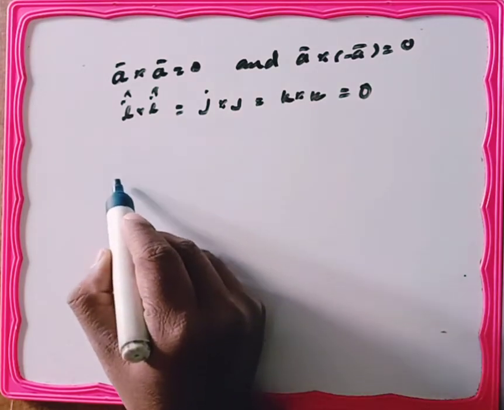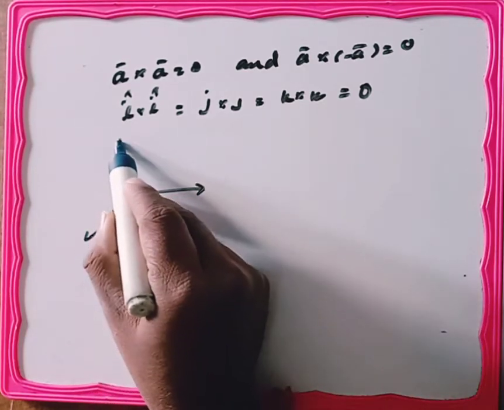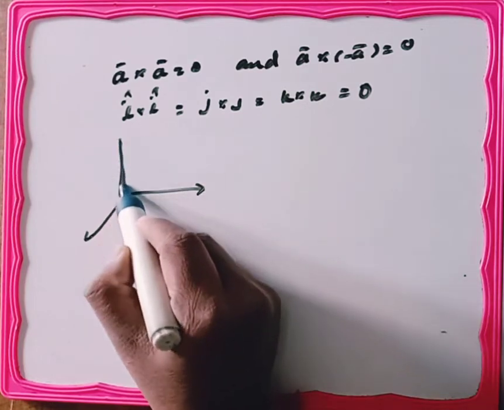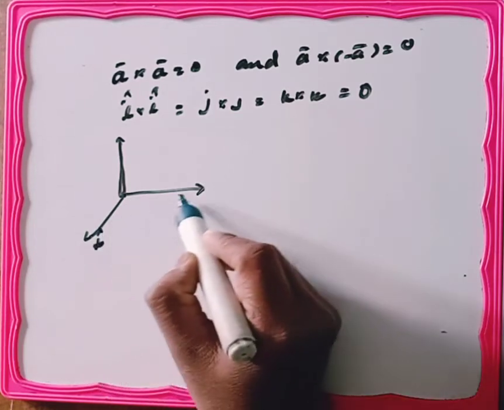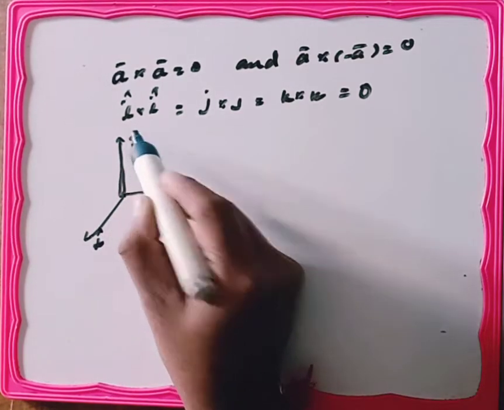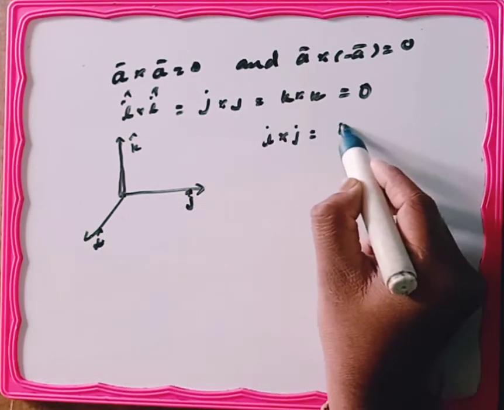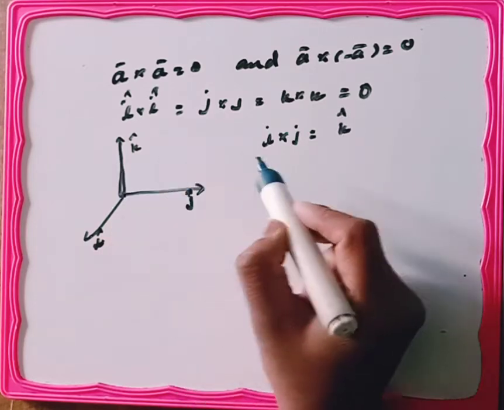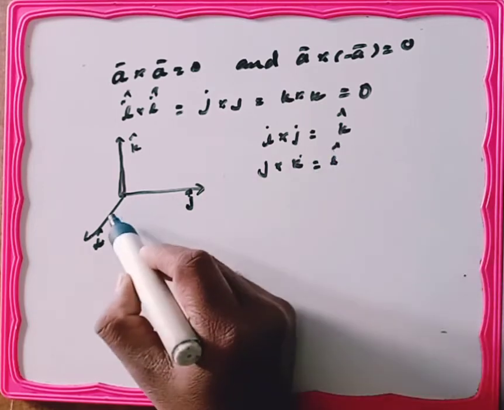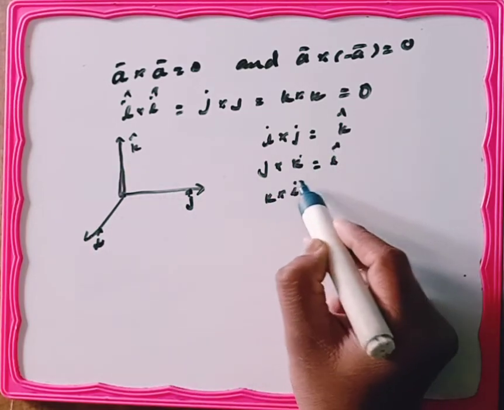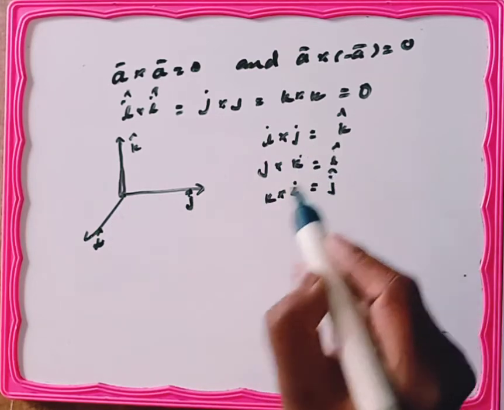Now we also studied that if a bar and b bar are perpendicular to each other, then their cross product will give the direction perpendicular to a bar and b bar. So the x-axis represents i cap, and here j cap and here k cap are the unit vectors. So we can take that i cross j will give k cap to us, j cross k will have its perpendicular direction as i cap, and k cross i will have its perpendicular direction as j cap.